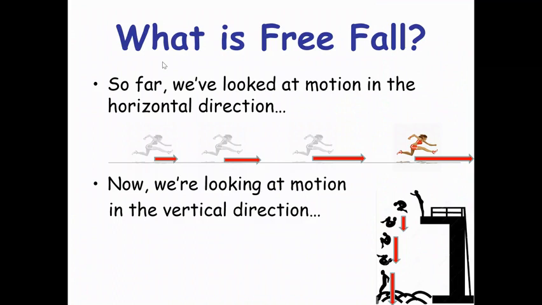For that reason, we're going to start looking at motion not just in the horizontal direction, like we did in our sprint lab, where we looked at the acceleration of a sprinter running on a track. Now we're going to start looking at motion in the vertical direction as well, for objects that are undergoing an acceleration due to gravity.